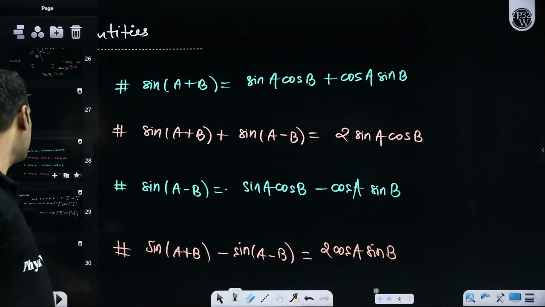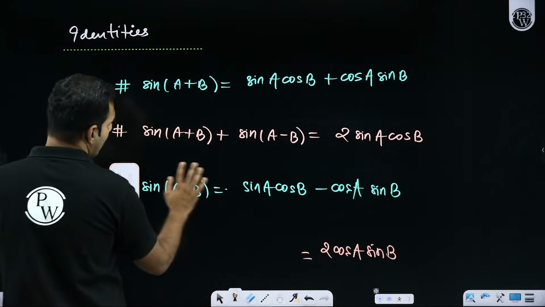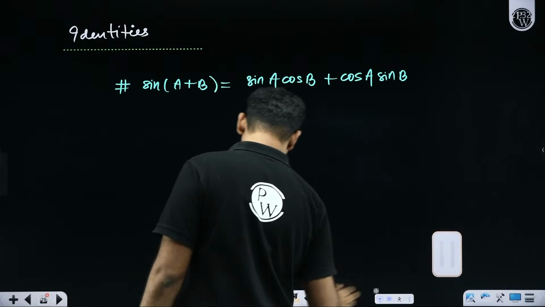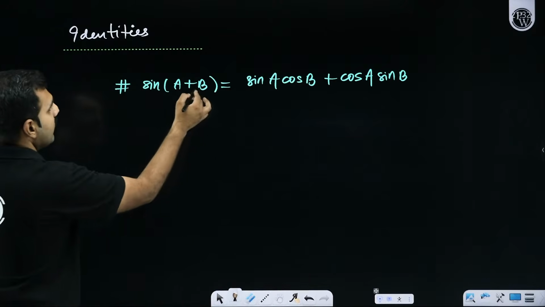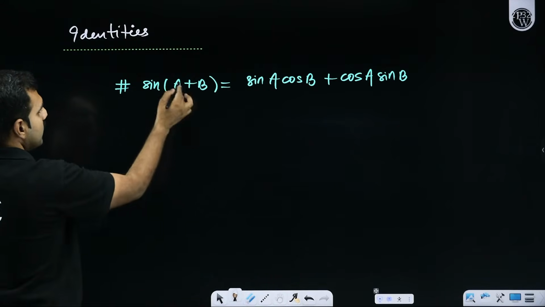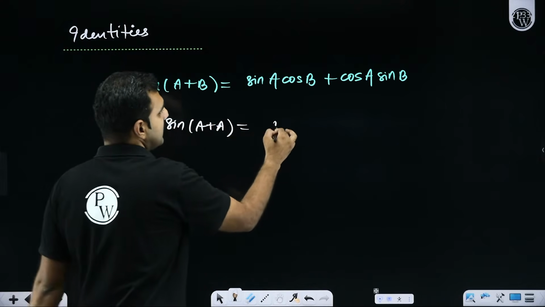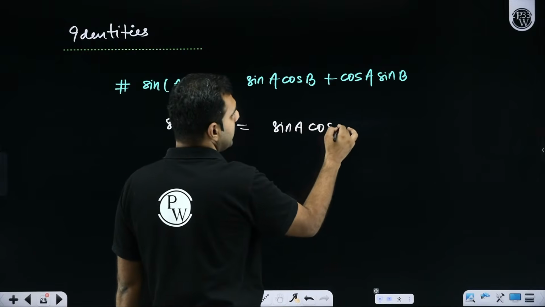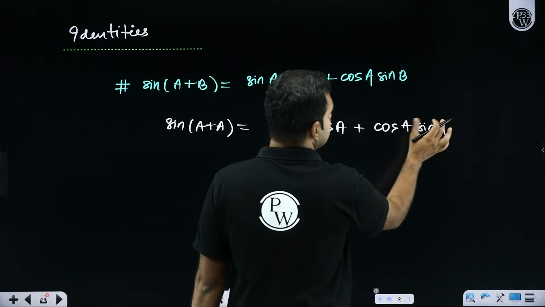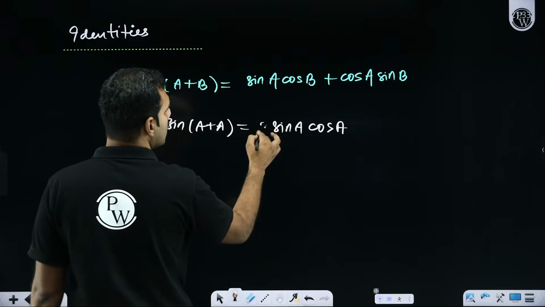With this, I want you all to do one more thing. Sir, what thing? I want you all to focus on creating something really good. Let's say if I substitute B also by A. So this will be sine A plus A. So this will be sine A cos B, which is A, plus cos A sine A. Sine A cos A, sine A cos A. Don't you think it will be 2 sine A cos A?